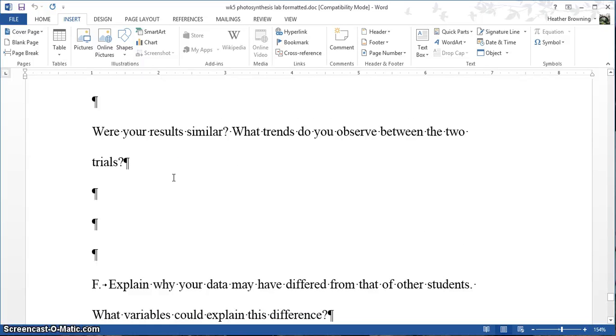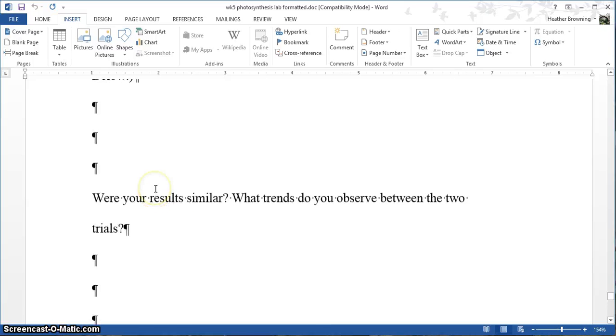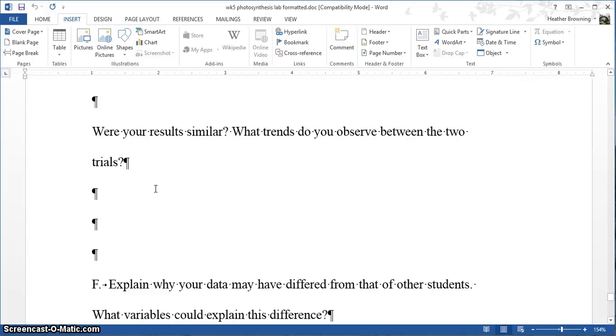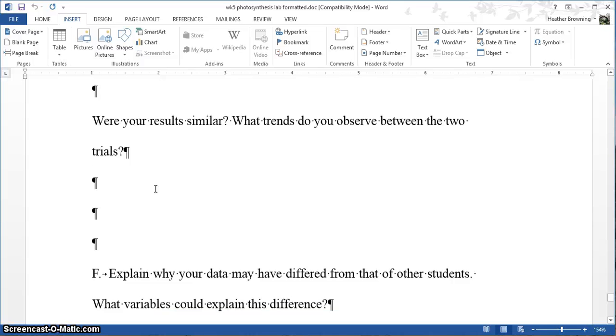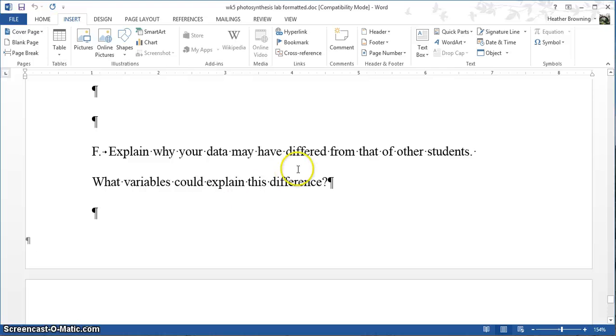I could start putting tables in there. I may put tables in the next classes' labs, but that doesn't help you. Okay, similar, explain your data.